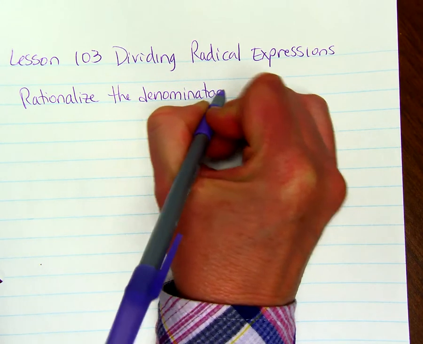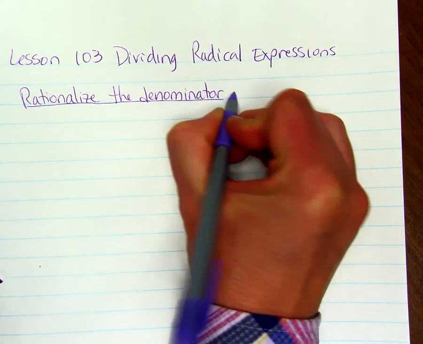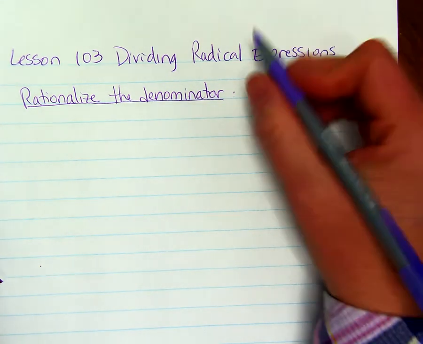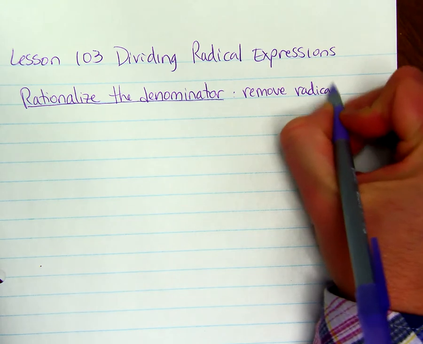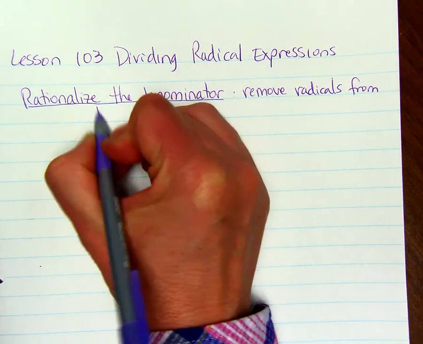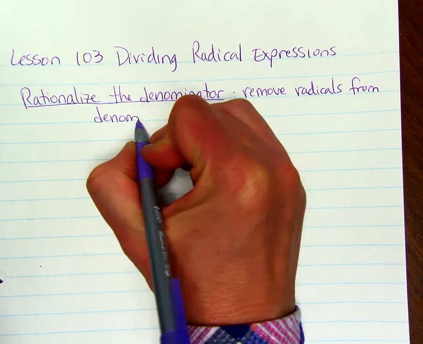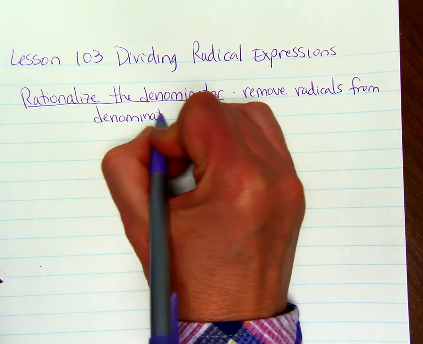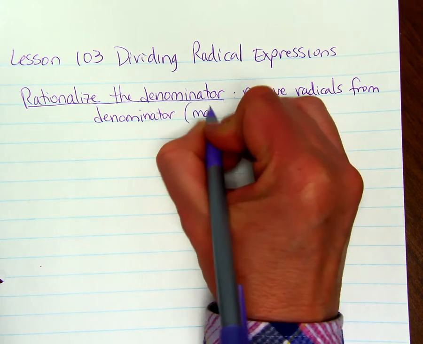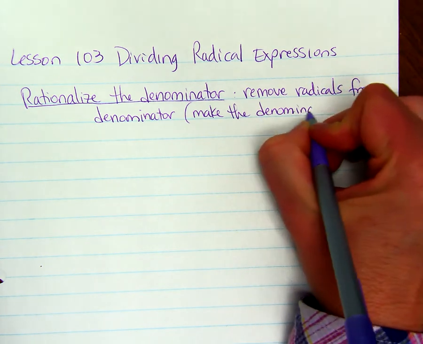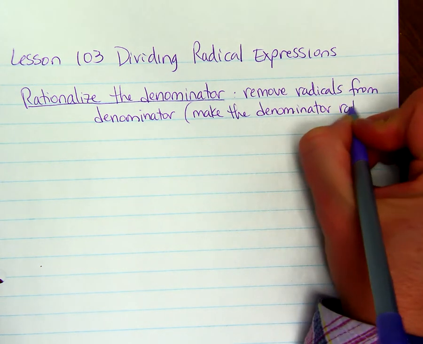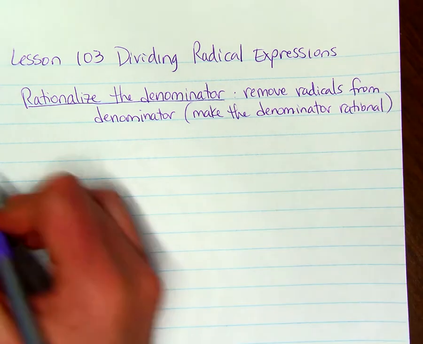Rationalize the denominator just means remove radicals from the denominator and anything else that's not a rational number. So we want to make the denominator rational. We want it to be a rational number. So here's some examples.